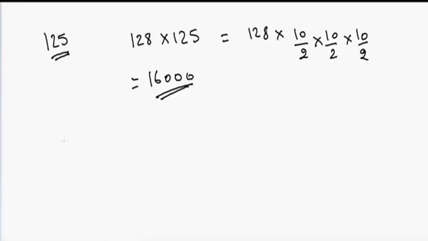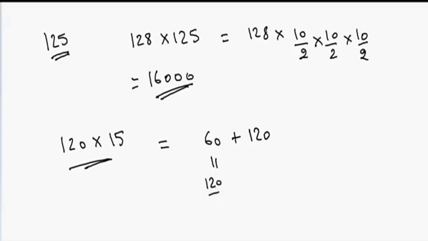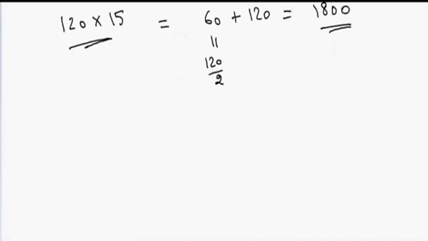Let's do another thing. If we have to multiply 120 by 15, how will I do that? In that case, what I'll do is I'll take half of 120. Half of 120 is 60, and then I'll add that to 120. So this is equal to 180. Then I put one more zero at the end. So that's my answer.